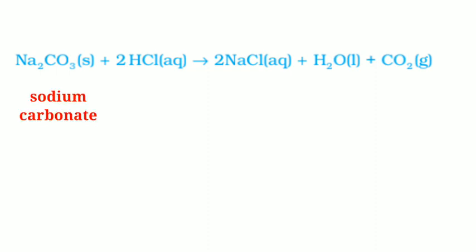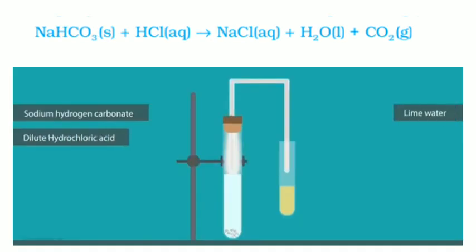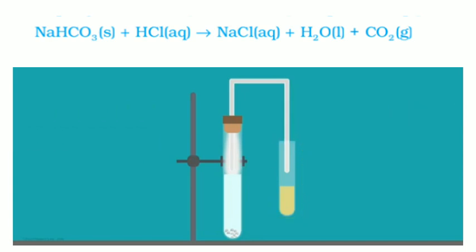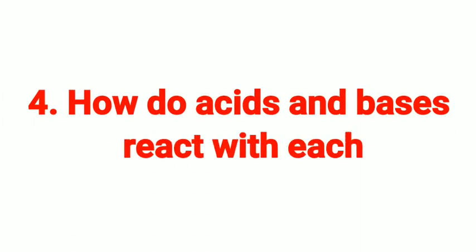Na2CO3, that is sodium carbonate, combines with HCl, that is hydrochloric acid, to give NaCl, sodium chloride, plus water plus carbon dioxide. The above experiment can be repeated by taking sodium hydrogen carbonate in place of sodium carbonate. The reaction can be summarized as metal carbonate or metal hydrogen carbonate plus acid gives salt plus carbon dioxide plus water.